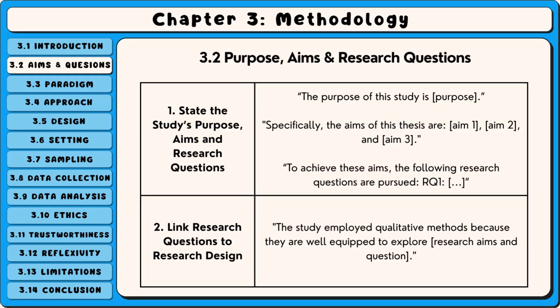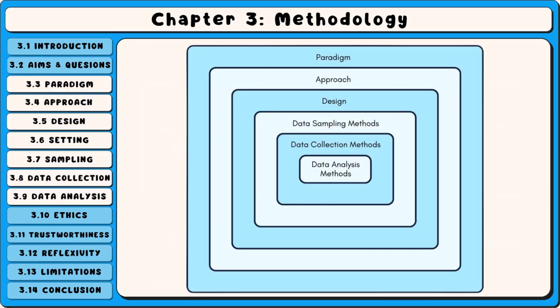In this section, you should have stated the study's purpose, aims, and research questions, and linked the research questions to the research design. Section 3.3 through to section 3.9 all explain the various methodological choices that you made. As we discussed in the introduction, these include the paradigm, research approach, research design, research setting, research sampling methods, data collection methods, and data analysis methods. And remember, we start broad with the paradigm, and each subsequent decision is informed by the previous decision, which is why we do it in this exact order.